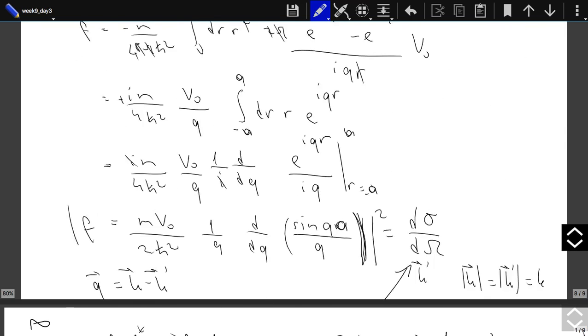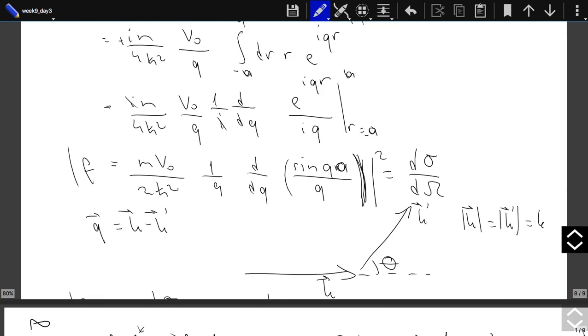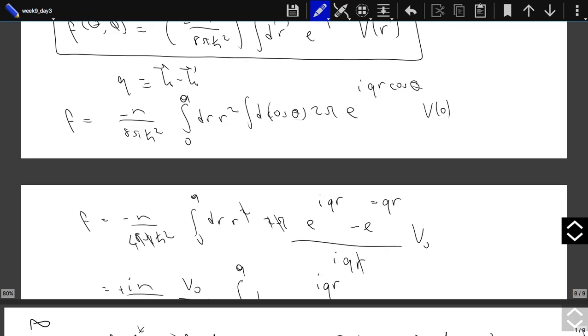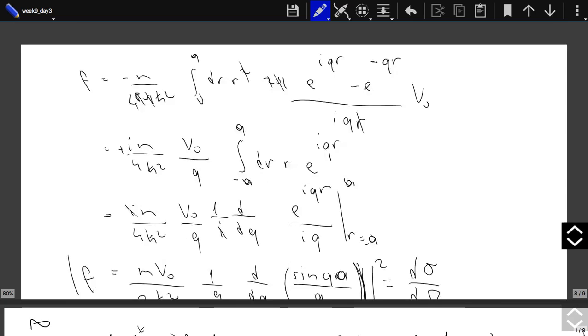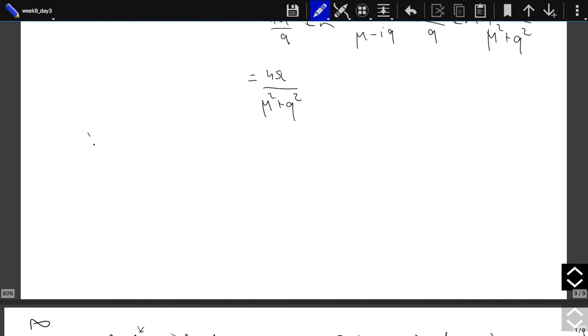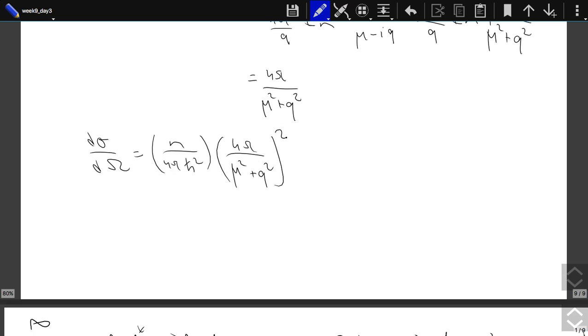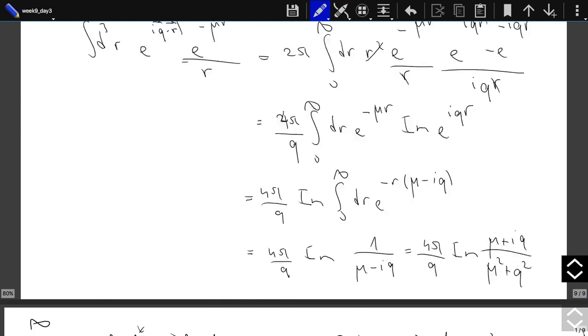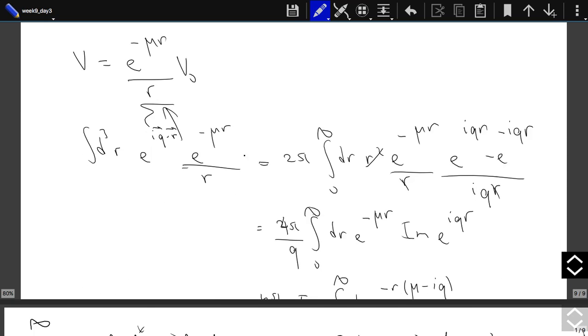Now we have the Fourier transform. To obtain the cross-section, in the definition of f we have all these factors, m over 8 pi h bar squared, times this Fourier transform, 4 pi over mu squared plus q squared, all of this squared. This is our cross-section. And we also had some V0 somewhere. Okay, so we started with V0.